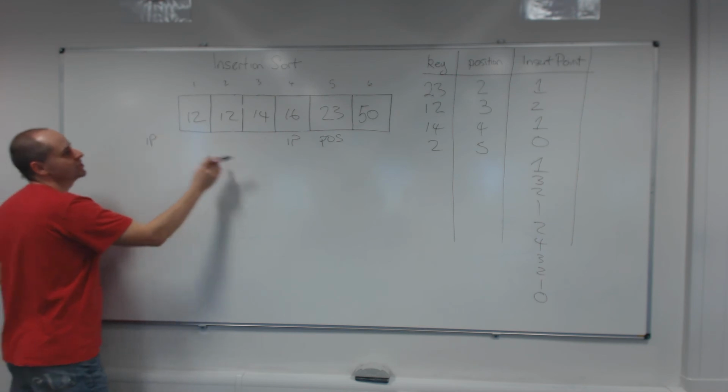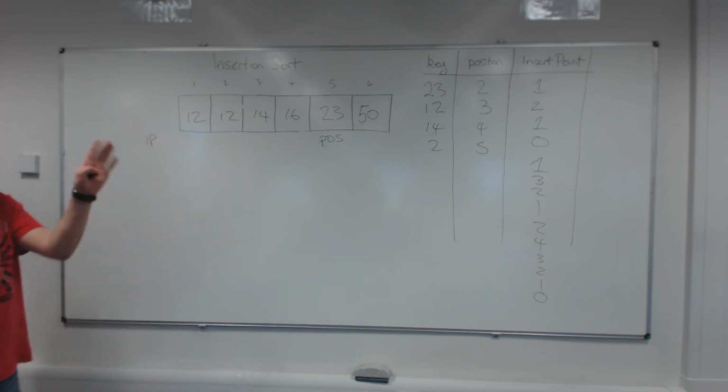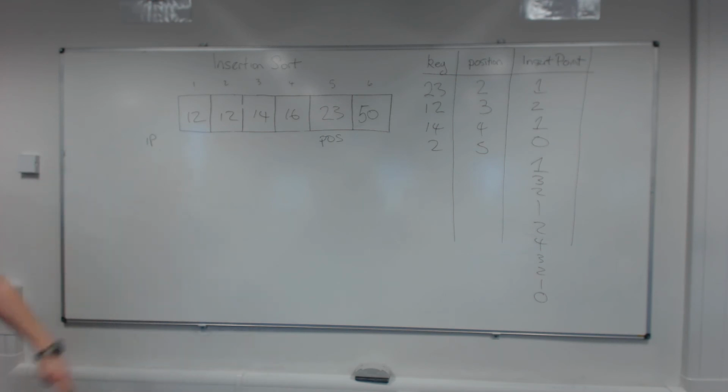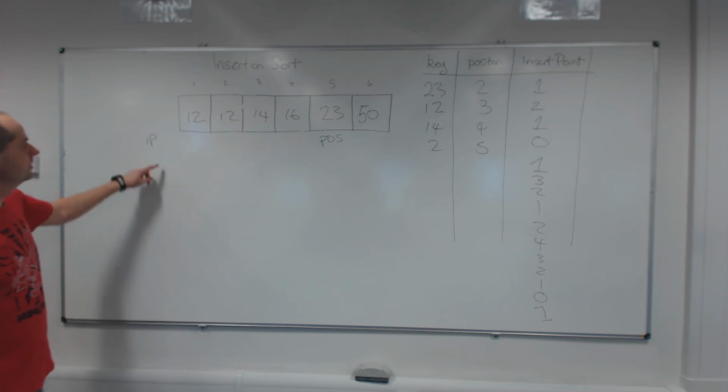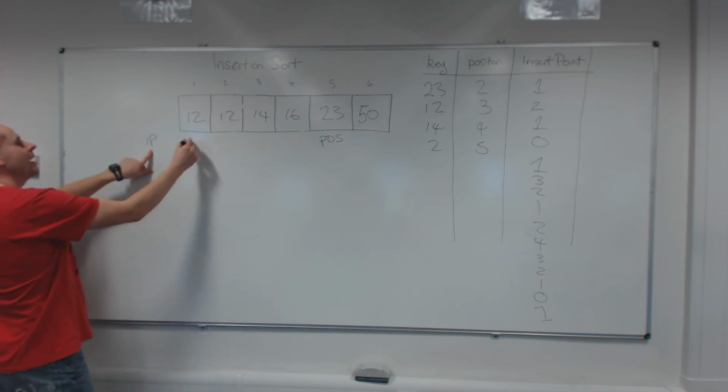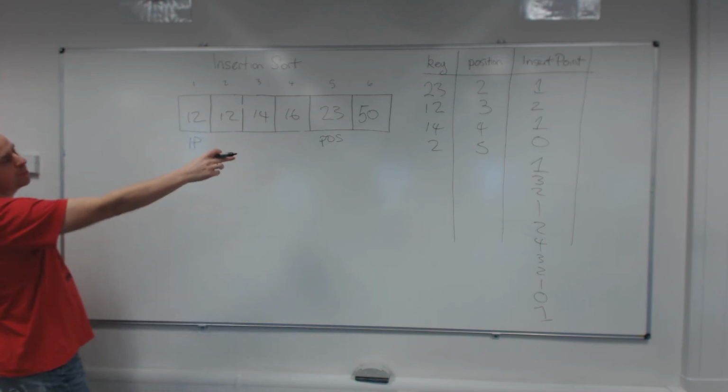Okay, and our insert position is there. So we stop because we've gone off the list. There are no numbers to check against. So add 1 to the insert position. Okay, which puts it back there. That's where we need to put our key value.